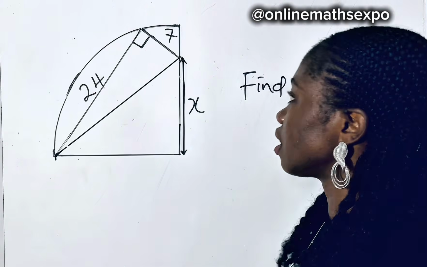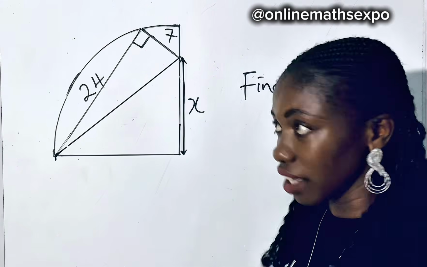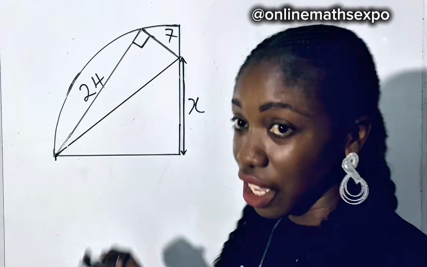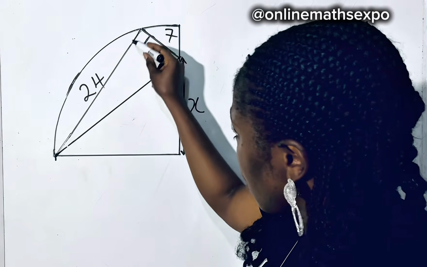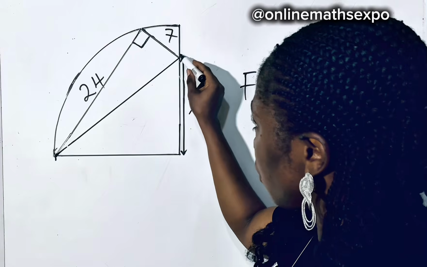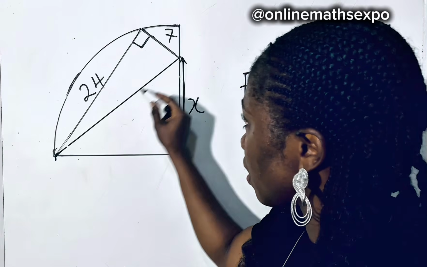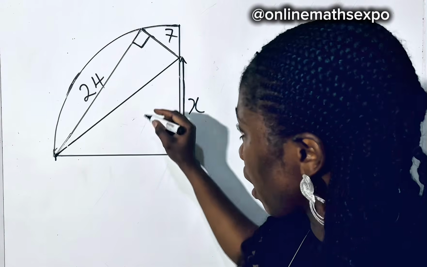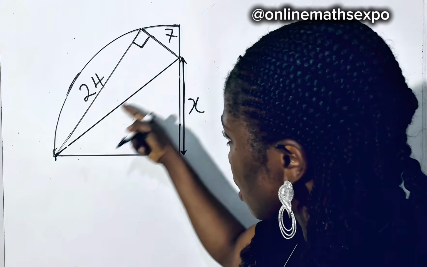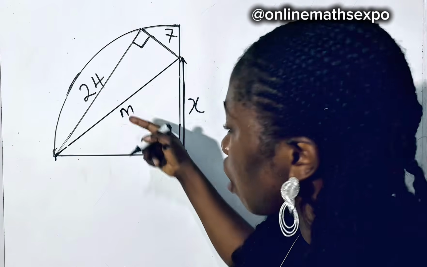Now that we have joined this together, what should we do next? You see that this has formed a right triangle. Did you observe? This has formed a right angle triangle. And since this has formed a right angle triangle, we are free to get this length. So let's label this length M. Now, how do we get this?